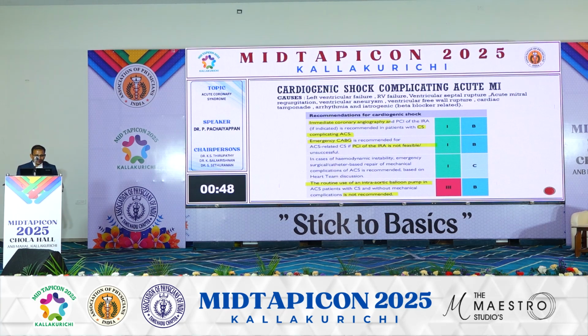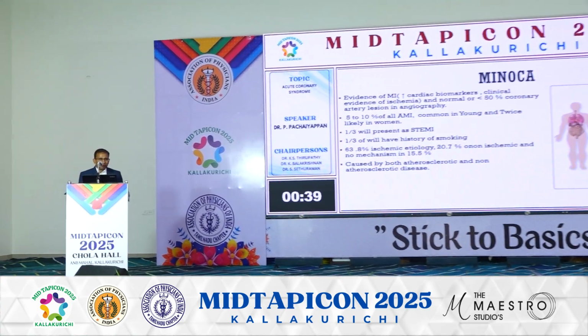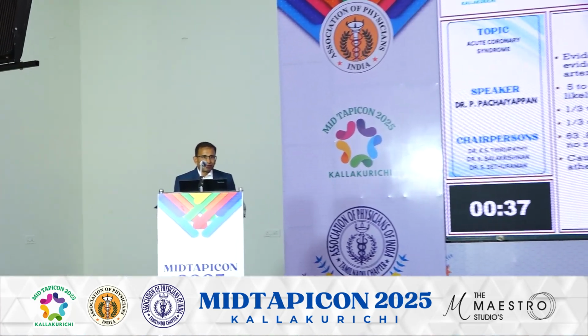In cardiogenic shock, the routine use of IABP has come down to class 3, and you have to do early PCI or CABG. And a word about MINOCA, that is, myocardial infarction in patients with non-obstructive coronary artery disease. There are various presentations, either due to plaque rupture or erosion or vasospasm or microvascular dysfunction, which is more common in females, and it doesn't require stenting. And few patients can have spontaneous coronary artery dissection. Dissection can be managed conservatively.